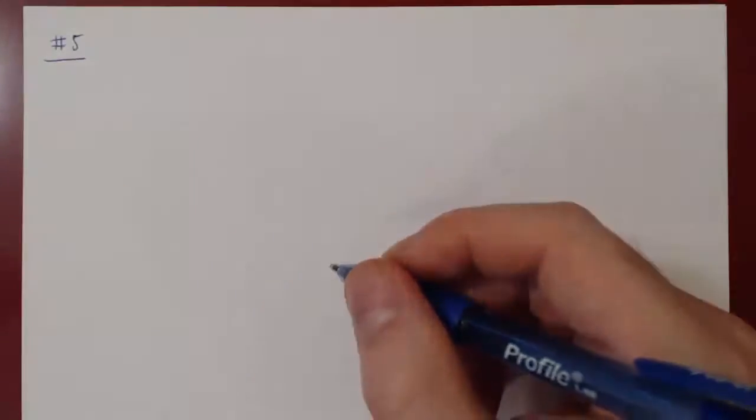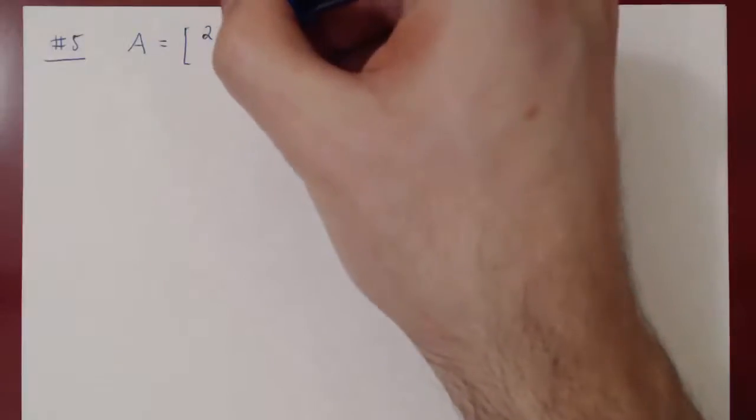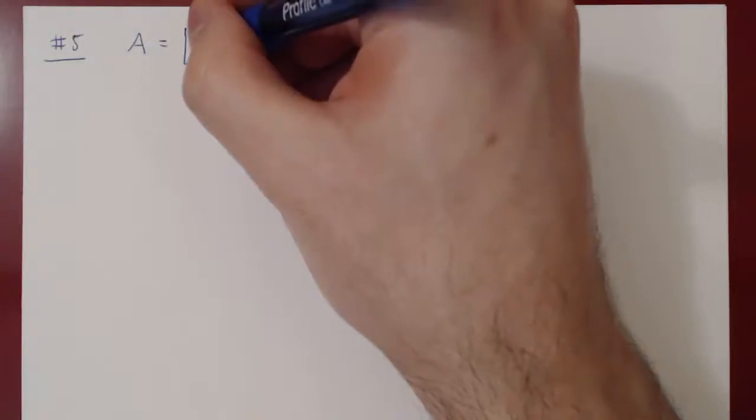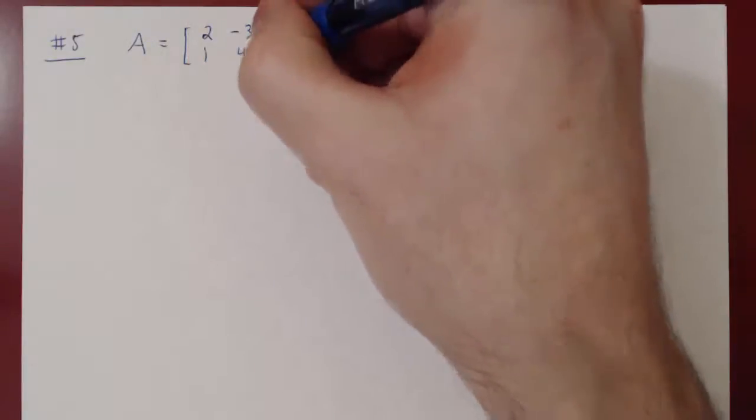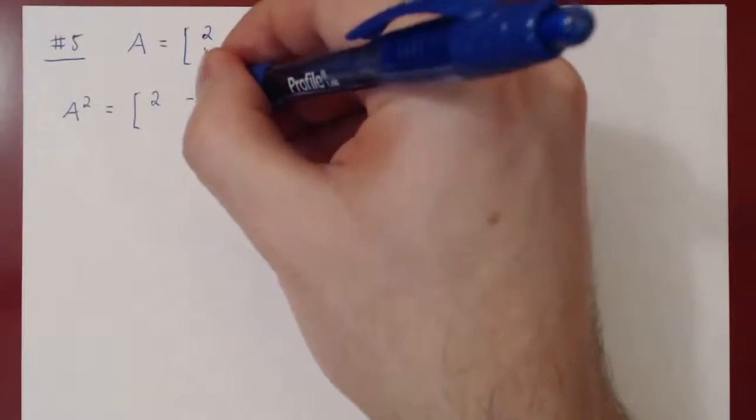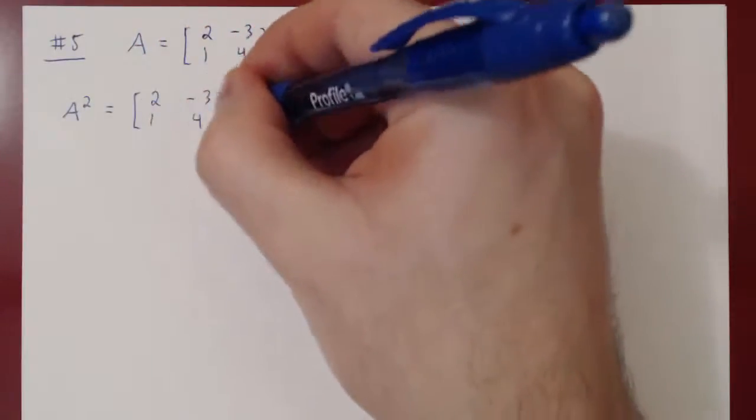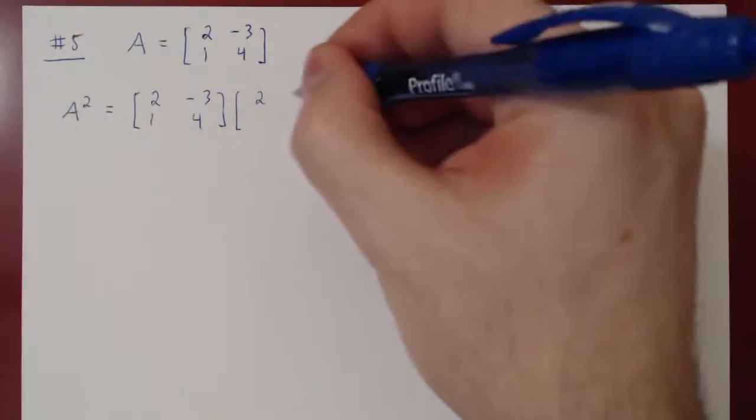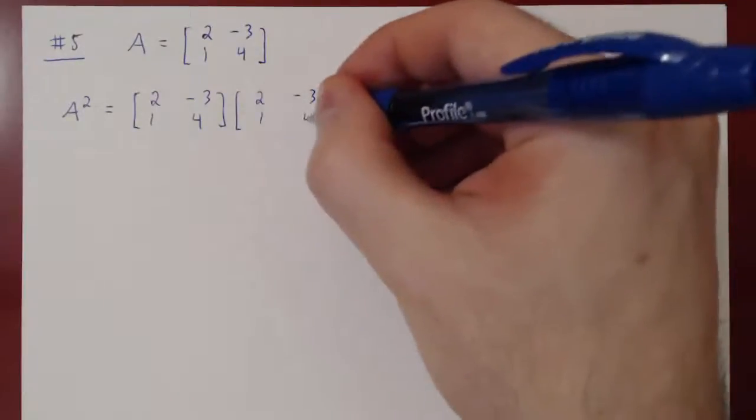So let A be a 2 by 2 matrix. Let's go with 2, negative 3, 1, 4. Let's compute A squared, A cubed, and A to the 4. So if we do A squared, this is A times A. So 2, negative 3, 1, 4 times itself, 2, negative 3, 1, 4.